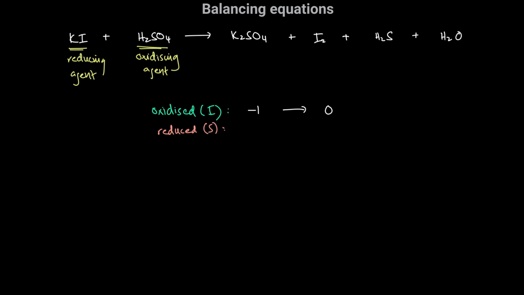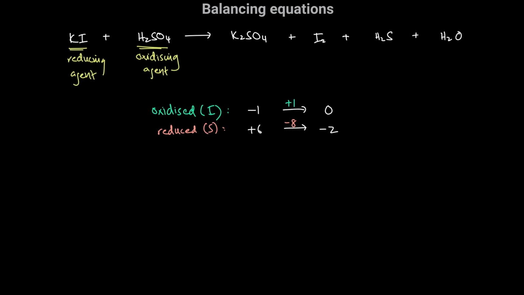So what we can say is that the oxidation number of sulfur is decreasing from +6 to -2. If we look at iodine, the change in oxidation number is +1. It's increasing by 1. And for sulfur, the change in oxidation number is -8. It's decreasing by 8 from +6 to -2. So for every sulfur atom for which the oxidation number decreases by 8, we need 8 iodine atoms.